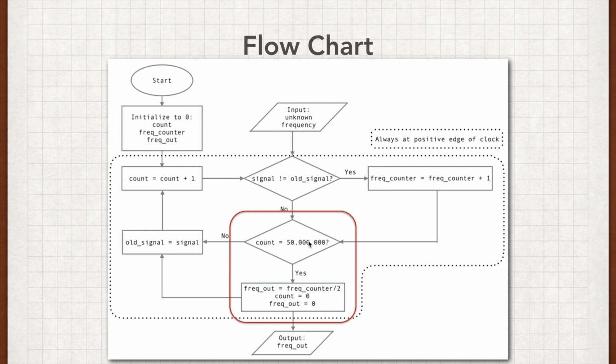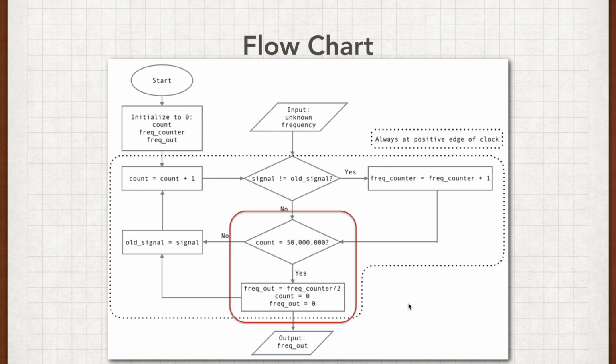So once we get to the 50 million cycles, or 50 million count, we go down and we basically say that frequency out, the output, is going to equal the frequency counter divided by 2, because we were counting every positive edge clock and every negative edge clock. So because we're counting both edges, we would actually get twice the frequency, and we only want the actual frequency. So we're going to divide that by 2. And I'll show you here in a second how we can easily do divide by 2. Dividing by multiples of 2 is going to be very, very easy and quick on FPGAs. Dividing any other way is actually going to be a lot tougher to do.